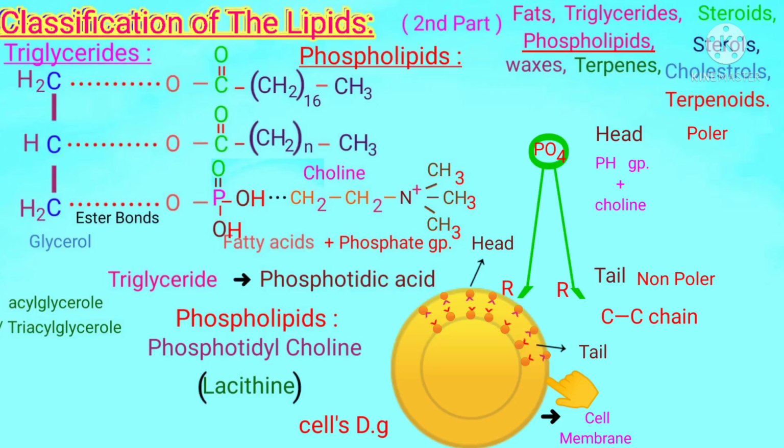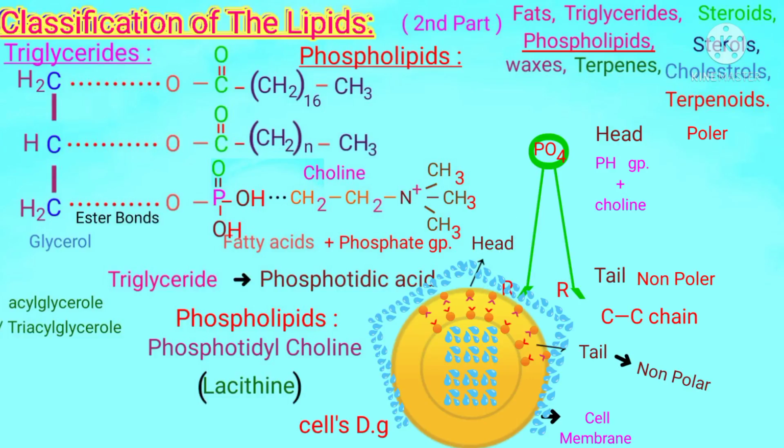Students, this arrangement has a benefit. Which benefit? Let's see. On the inner side of the cell there is water. On the outside of the cell there is also water, H2O. So the inner water makes contact with the polar head, and the outer water also makes contact with the polar head. The non-polar region lies between the two layers of the cell membrane. Due to this arrangement, the whole cell membrane remains stable.